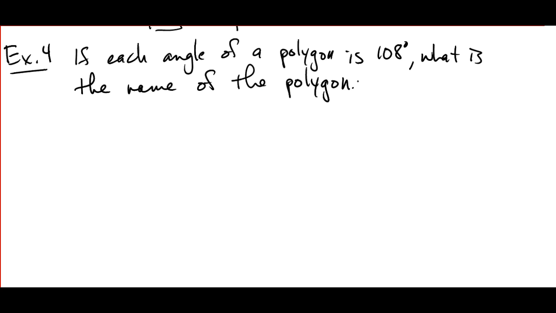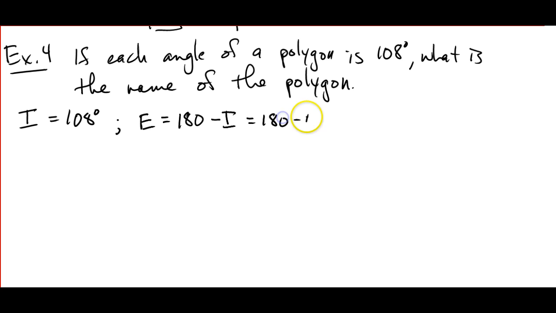Alright, so if it says each angle, if it doesn't specify interior or exterior, then it's implied that it's interior. So really what I know is that I is equal to 108 degrees. So if I know what I is, I can find E. I know that E is going to be 180 minus I, because I know that the interior and exterior are supplementary, so that's 180 minus 108. So that gives me 72 degrees.